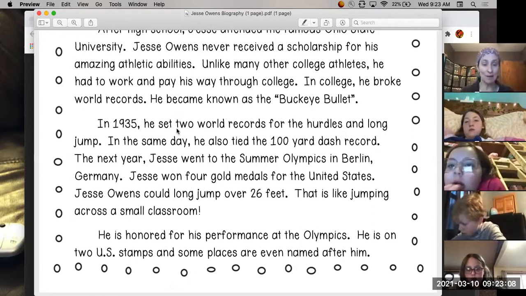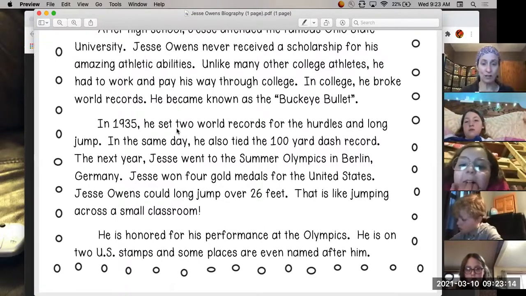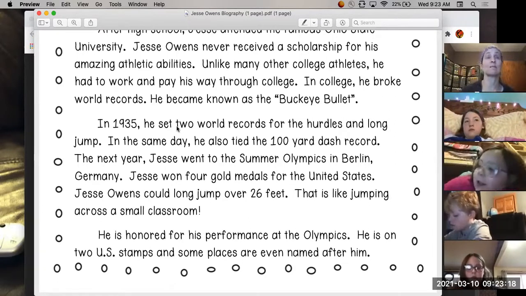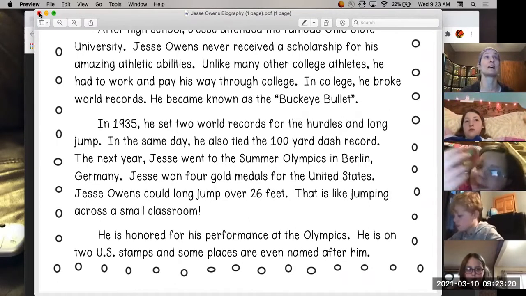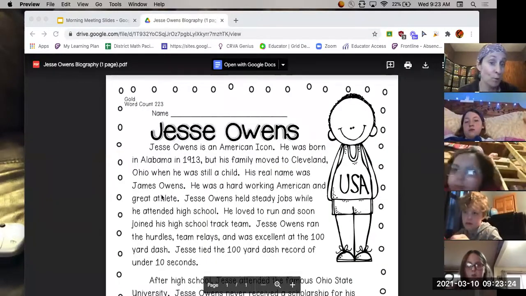So I'm going to stop here. I'm not going to read the whole thing. So just keep track of events in order when you're reading. Take your time, right? And just look at those clue words when you are reading biographies. I did find a biography about Oprah Winfrey, but I didn't put it on here, but maybe next week.